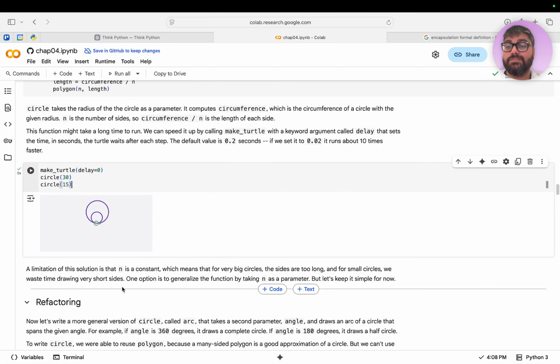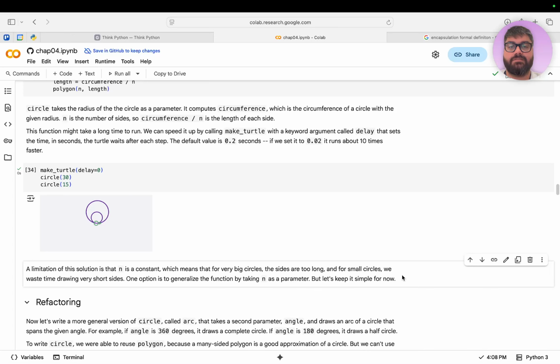A limitation of the solution is that n is a constant, which means for very big circles, the sides are too long, and for small circles, we waste time drawing very short circles. One option is to generalize the function by taking n as a parameter, but let's keep it simple for now.